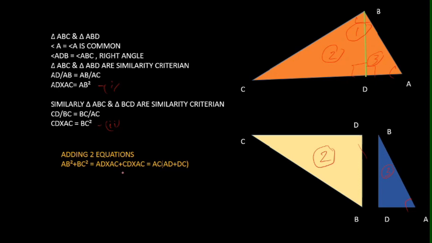So we get AC common, and inside the bracket AD plus DC. AD plus DC is actually AC. Now we can say AB square plus BC square equals AC square. Now A square plus B square equals C square. So in this way we again prove the Pythagoras equation.